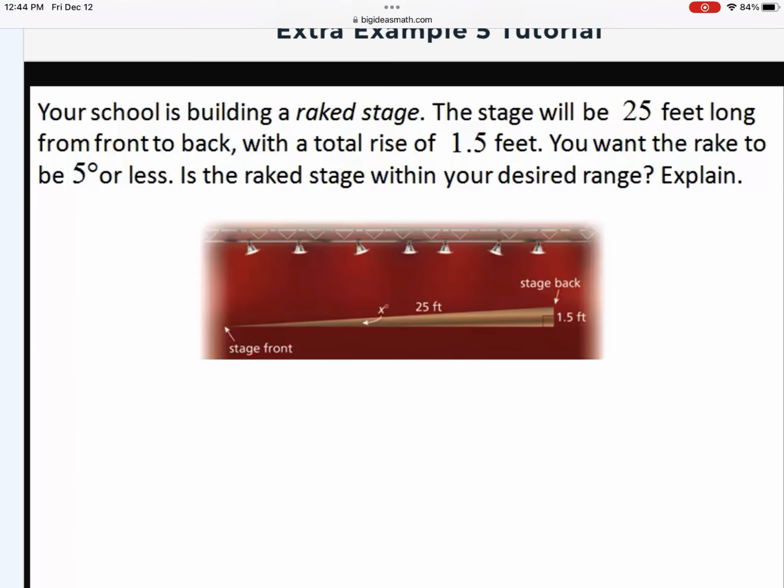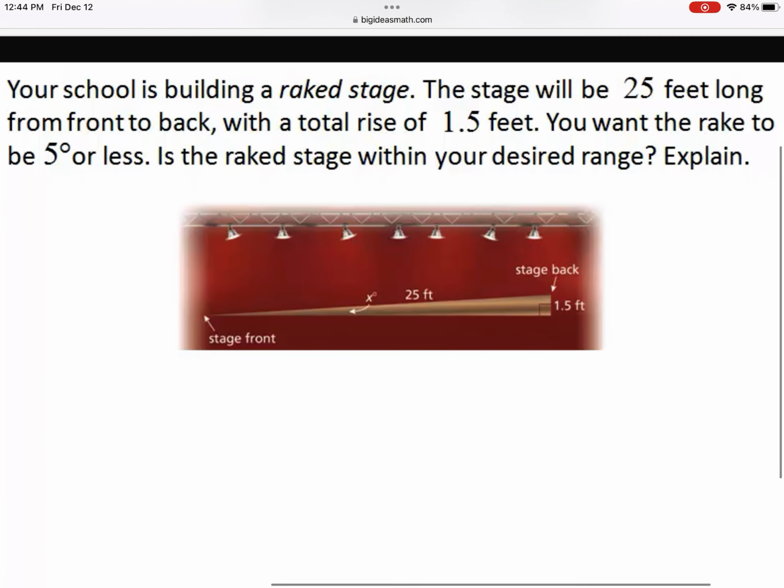Your school is building a raked stage. The stage will be 25 feet long from front to back with a total rise of 1 5/10 feet. You want the rake to be 5 degrees or less. Is the raked stage within your desired range? Explain. Because the stage forms a right triangle, you can use the sine ratio to find x.